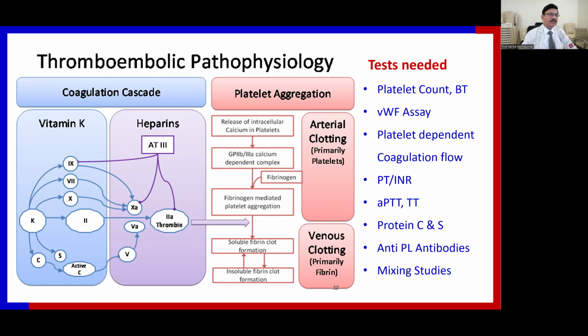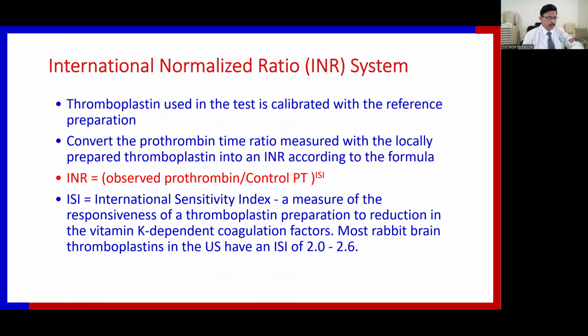Mixing studies. So if you are asked to investigate a patient of thromboembolic pathophysiology: platelet count, BT, von Willebrand factor, platelet-dependent coagulation flow, PT, INR, APTT, TT, protein C, protein S, anti-PL antibodies, and other mixing studies. Okay. What is the international normalized ratio?